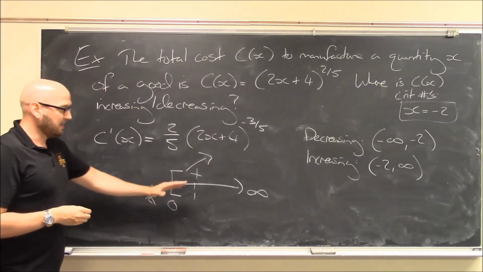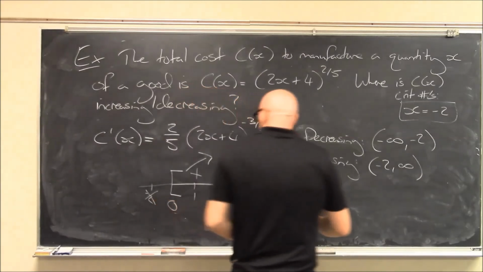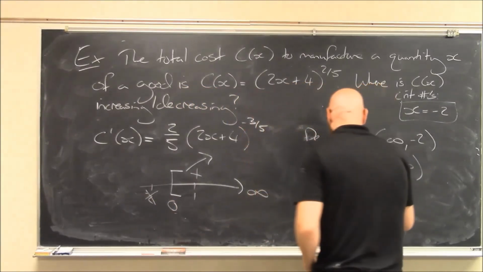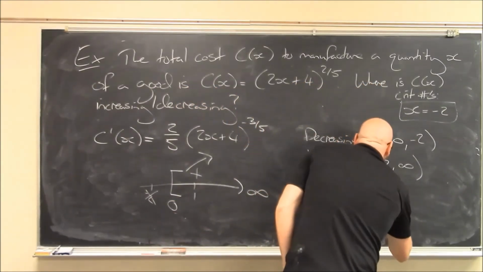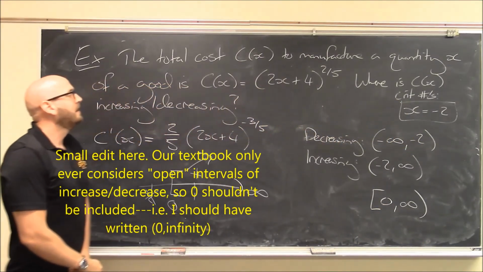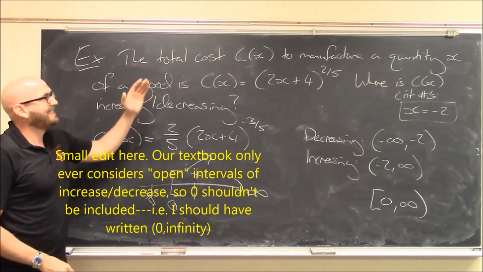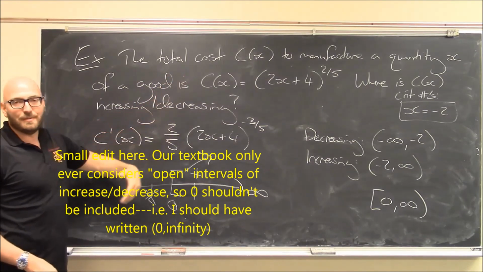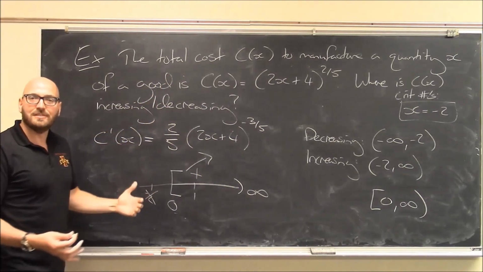But in that case, your answer would be in a different world based on how the problem's phrased. You would be increasing from 0 to infinity. No surprise, right? Certainly you would expect, as you manufacture more goods, your cost is increasing.